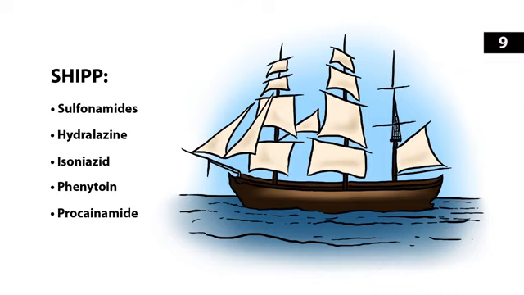Next, what medications are known for causing drug-induced lupus? So remember that mnemonic SHIP, and SHIP is going to stand for the sulfonamides, hydralazine, isoniazid, procainamide, and phenytoin. So these are the drugs that cause that antihistone antibody drug-induced lupus.